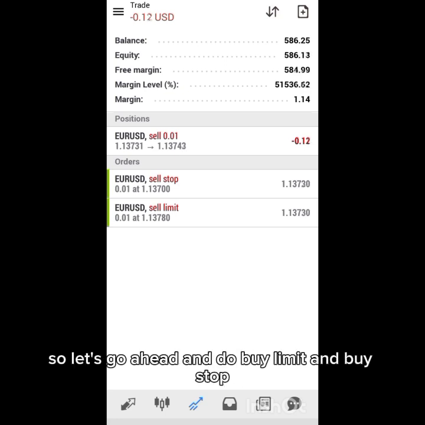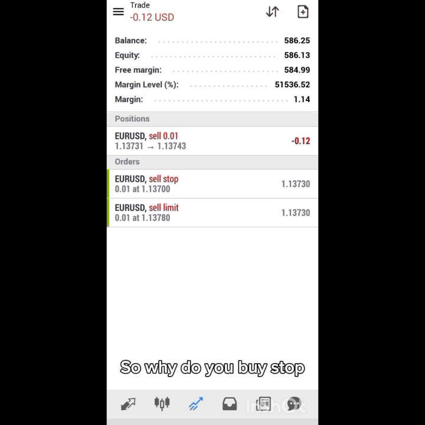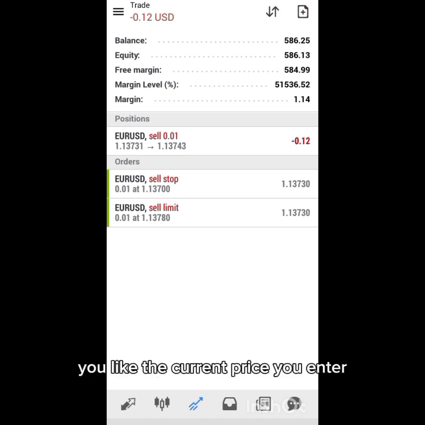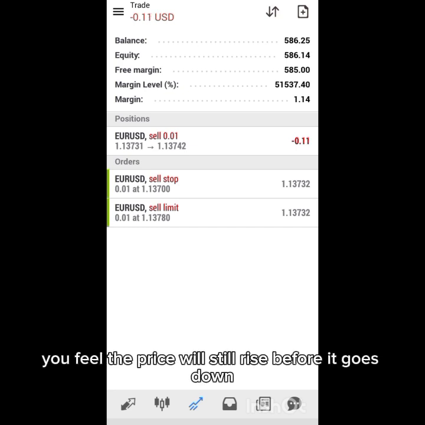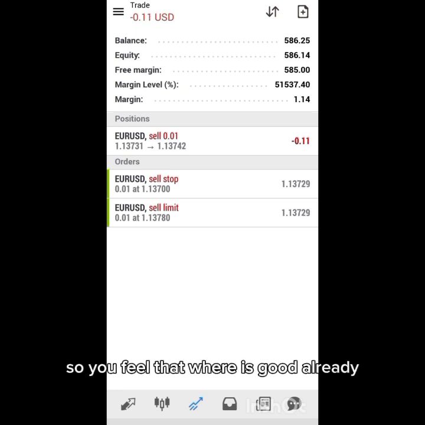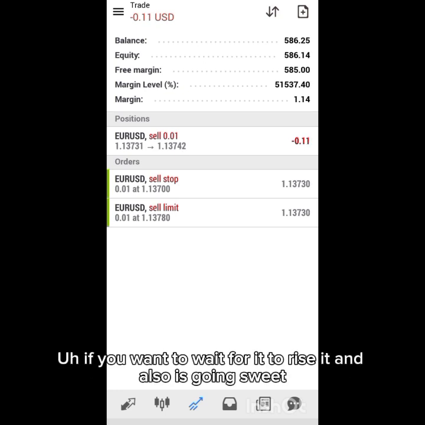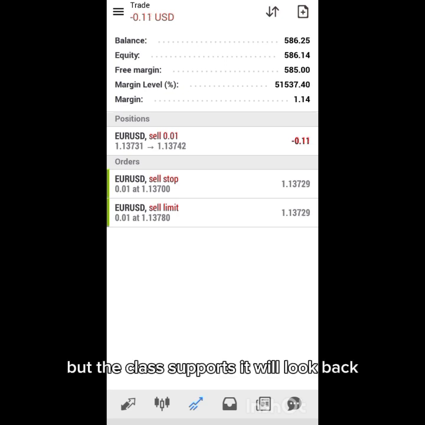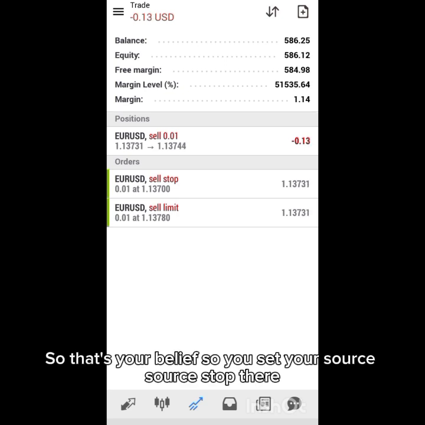So let's go ahead and do buy limit and buy stop. So why do you use buy stop? I've told you the reason for these orders. Instant execution, you like the current price, you enter. And for sell limit, you feel that price will still rise before it goes down, you set it above the current price. And for sell stop, you feel that where it's headed already, if you want to wait for it to rise, it may not. So it's going swift. So you just set it there that by the time it gets there, it breaks a particular support, it won't look back. So that's your belief. So you set your sell stop there.